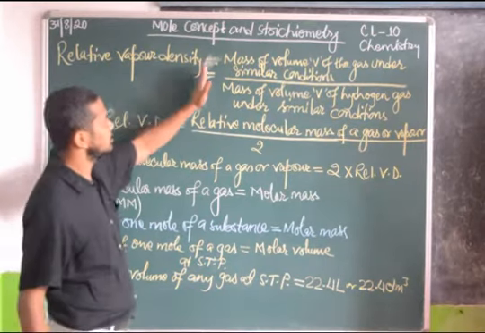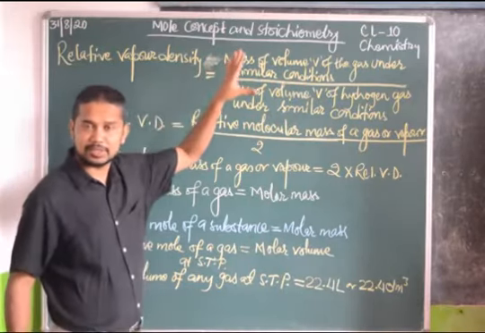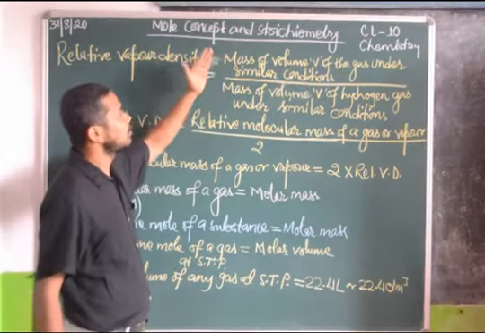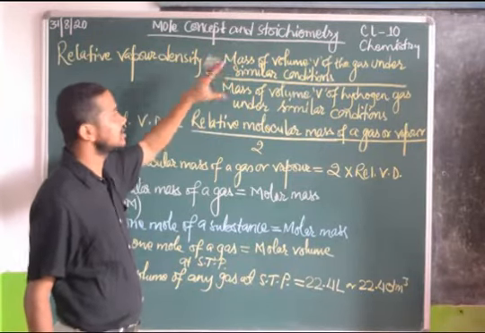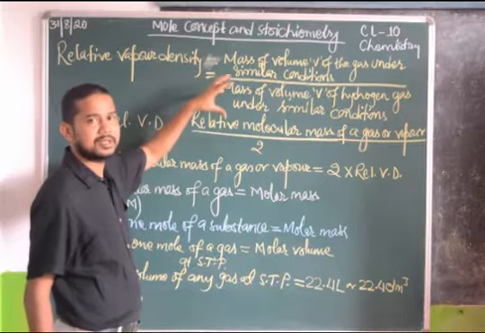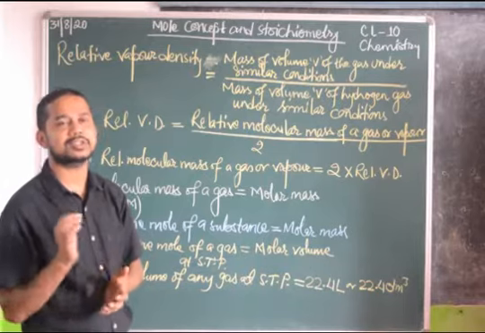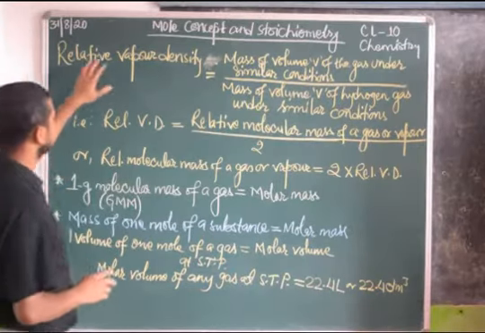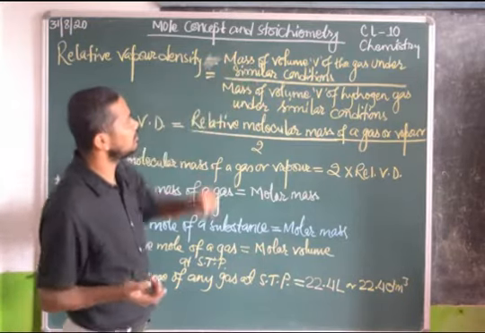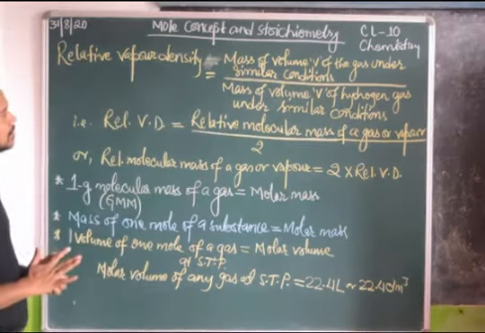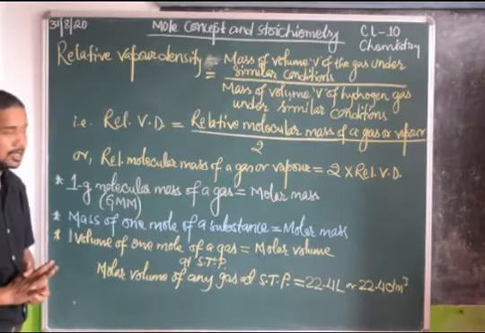Relative vapor density is the ratio. It does not have any unit, because it is a ratio of similar quantities, and the ratio of similar quantities does not have any unit. So it is the ratio of the mass of volume V of the gas under similar conditions divided by the mass of volume V of hydrogen gas under similar conditions.